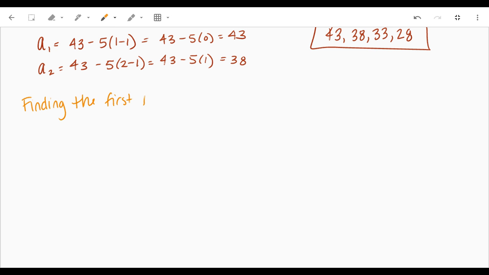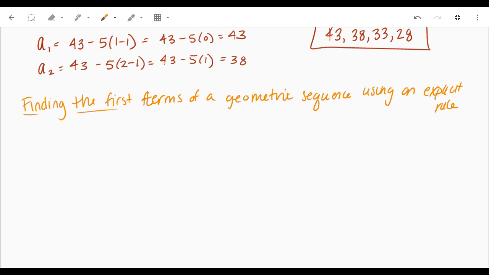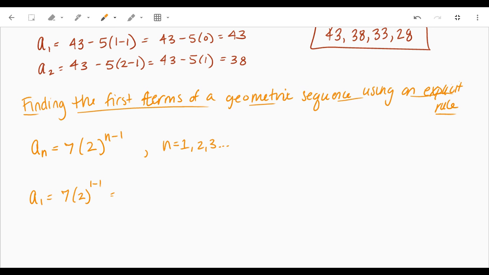So, finding the first terms of a geometric sequence using an explicit rule. These are going to look a little bit more like exponential functions. So we'd have something like 7 times 2 to the n minus 1, where n equals 1, 2, 3, and so on. So our first term is 7 times 2 to the 1 minus 1, which is 7 times 2 to the 0. And if you remember, anything to the 0 power is just 1, so we get 7.